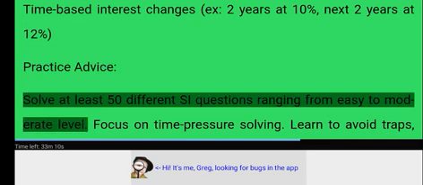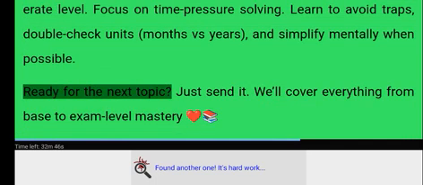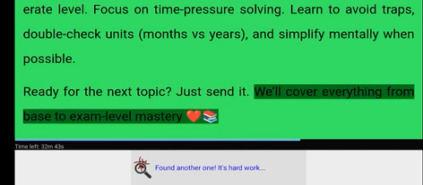Practice advice: solve at least 50 different SI questions ranging from easy to moderate level. Focus on time pressure solving. Learn to avoid traps, double-check units, months versus years, and simplify mentally when possible. Ready for the next topic? Just send it. We'll cover everything from base to exam level mastery.